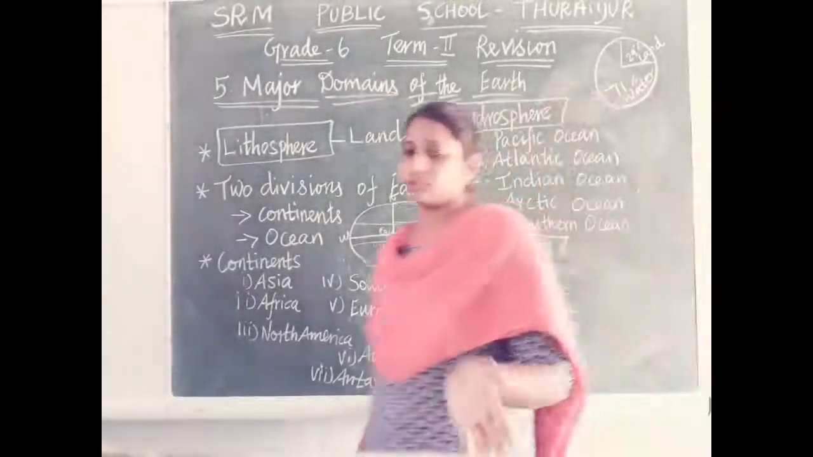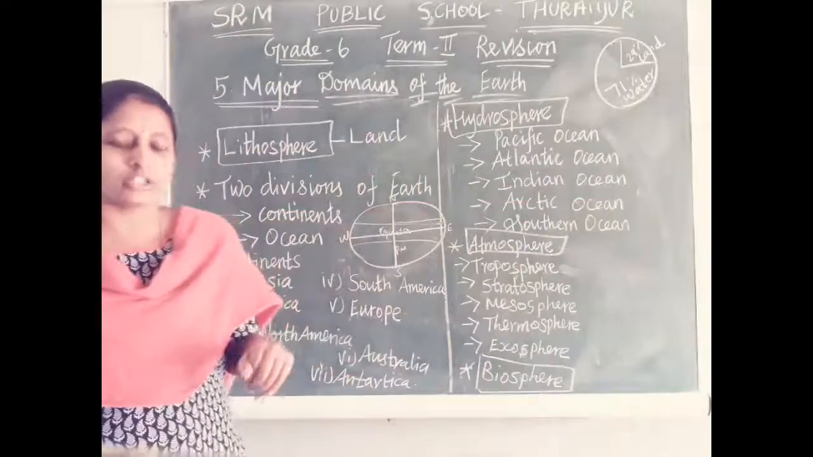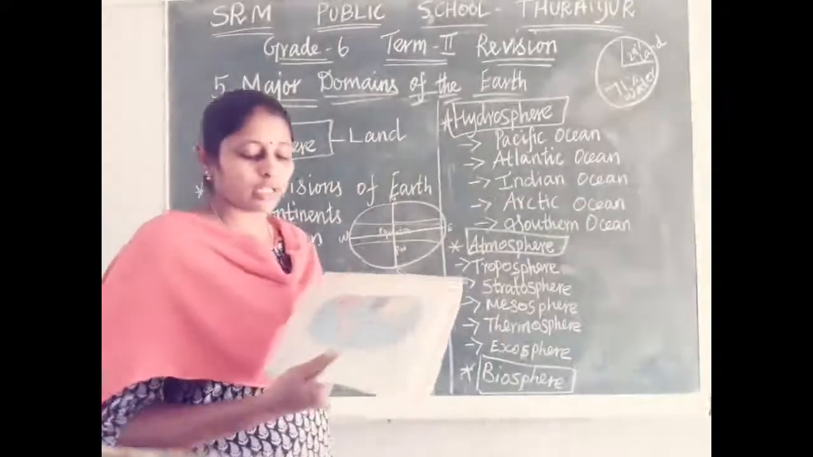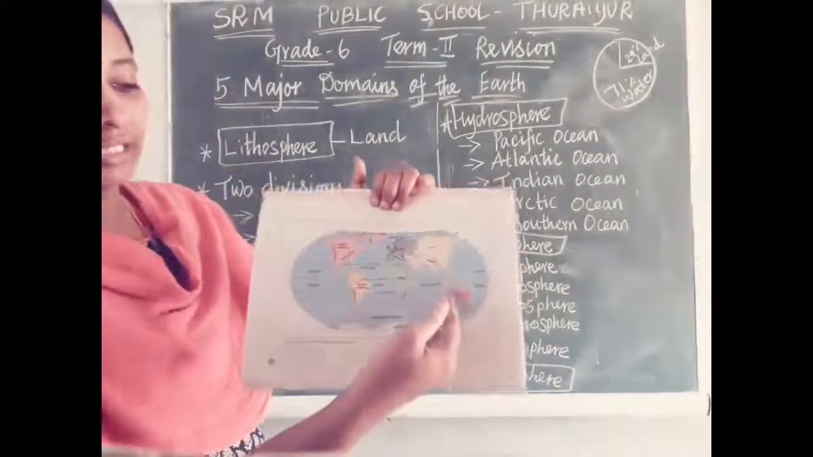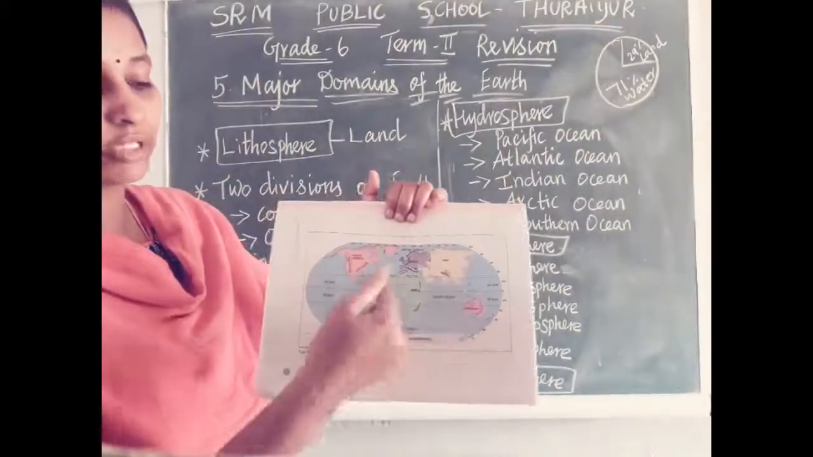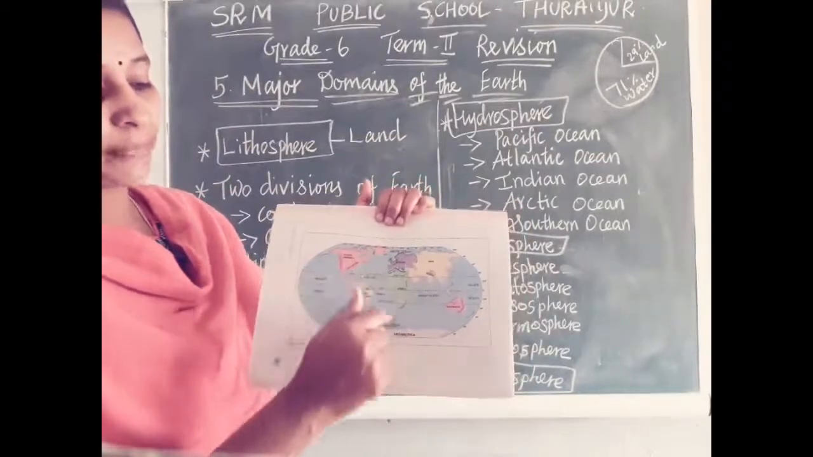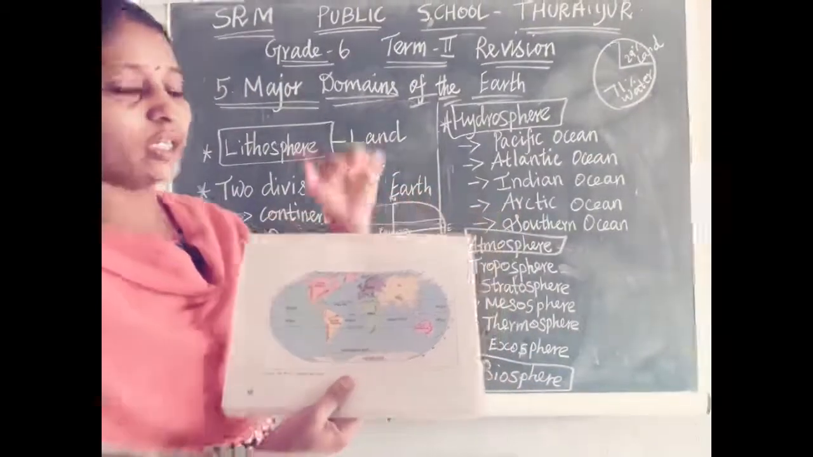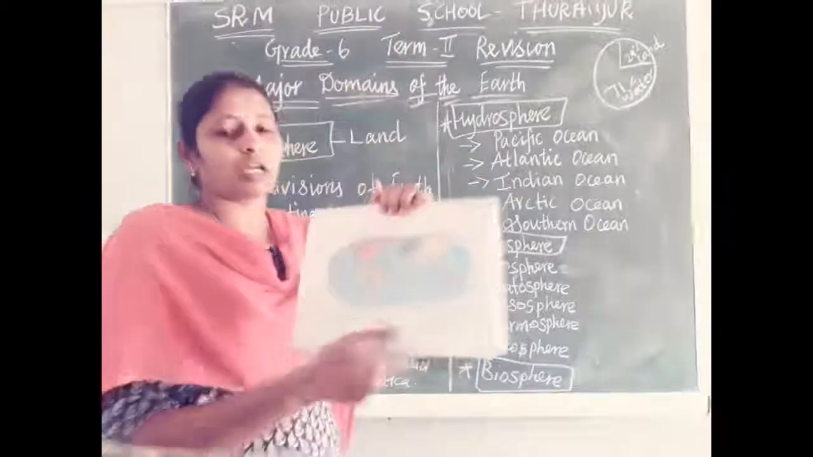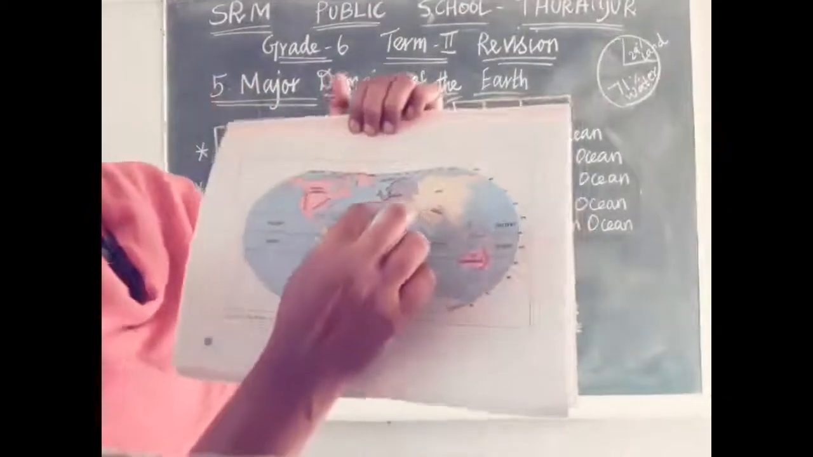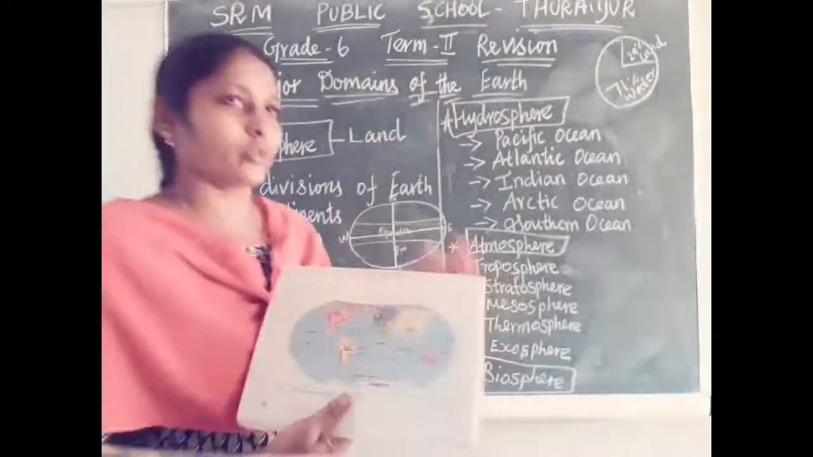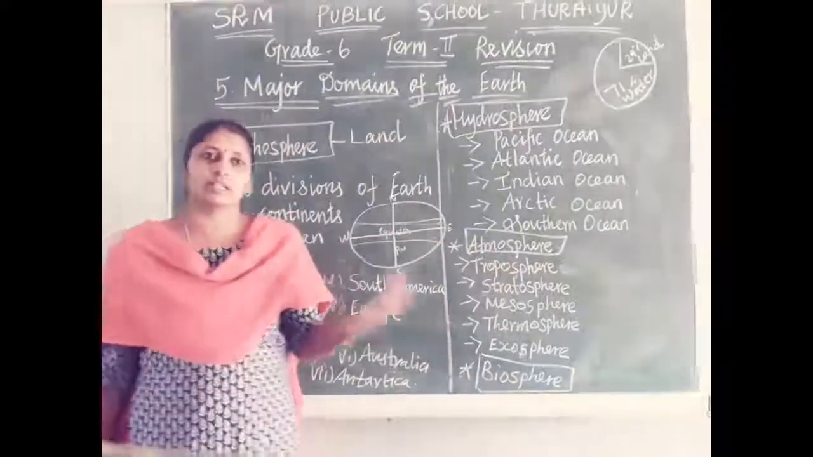To the south of the African continent, the Southern Ocean is located, and to the east, the Indian Ocean. To the west of this continent is the Atlantic Ocean, and to the north of Africa we have the Mediterranean Sea.